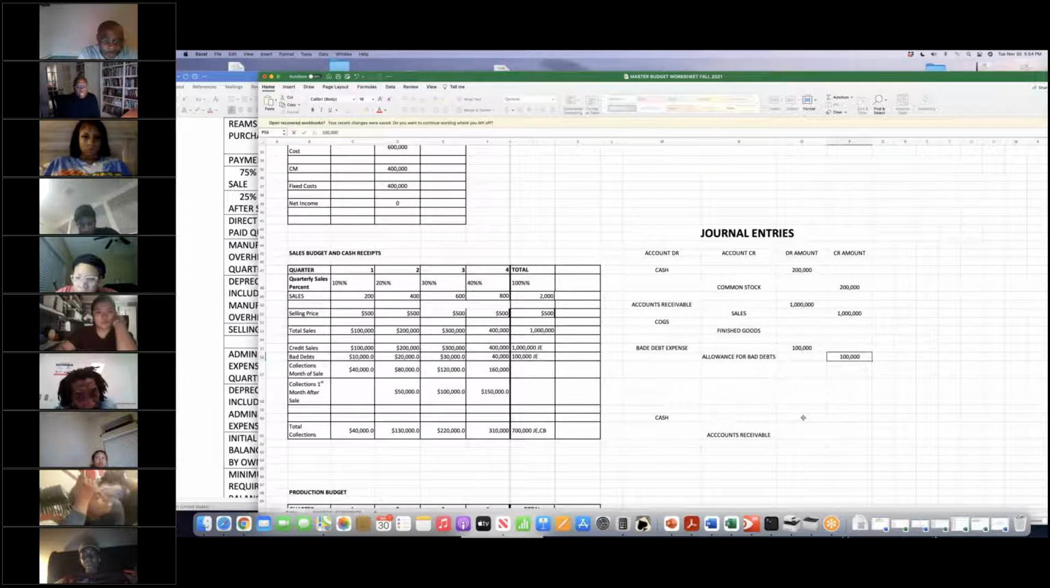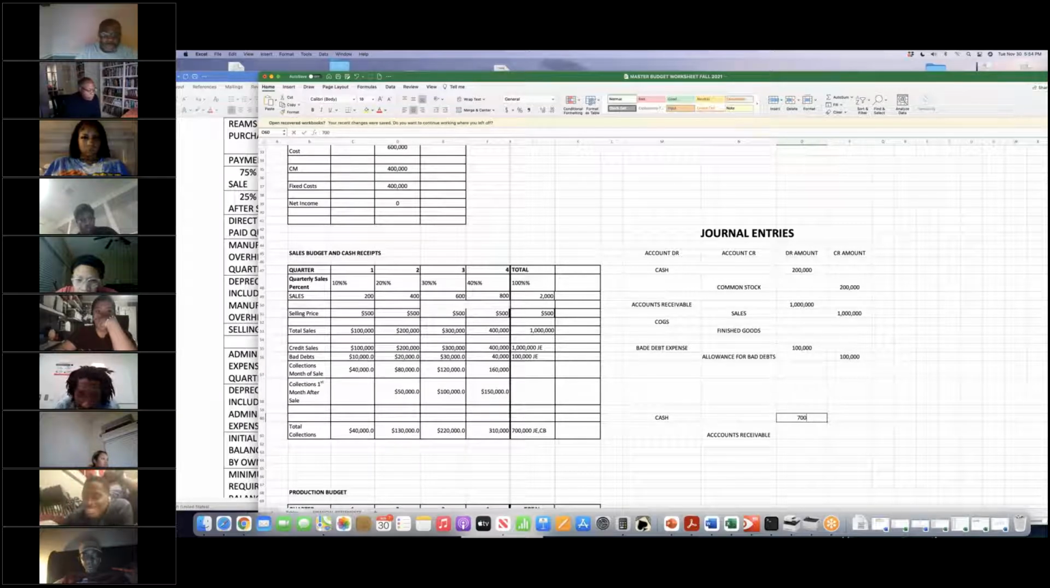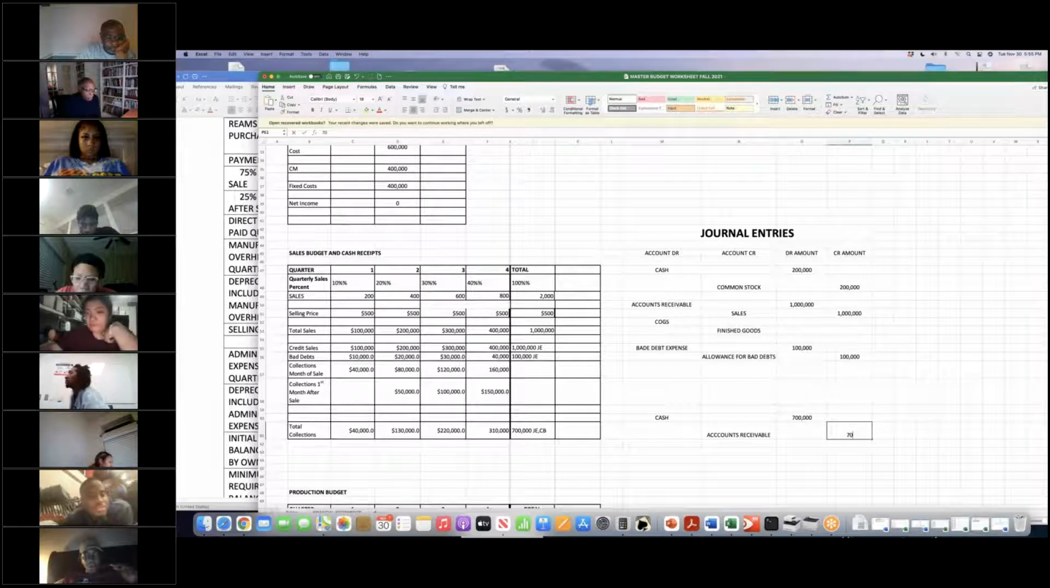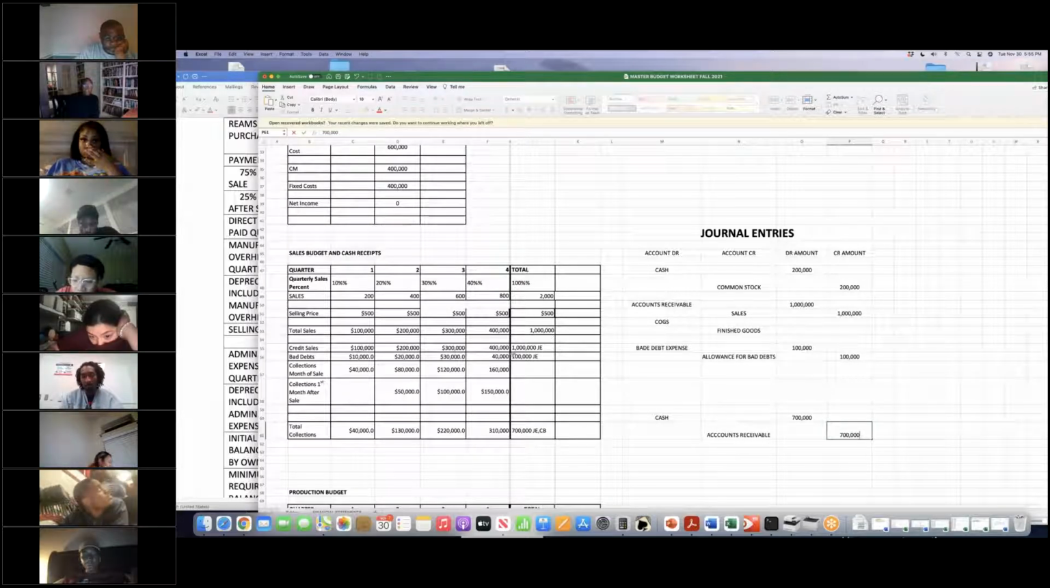Then we say we collected how much? 700,000. So does everyone see those journal entries? The journal entries will stay like this all the time. You just have to get the amounts off these lines and put them in there.